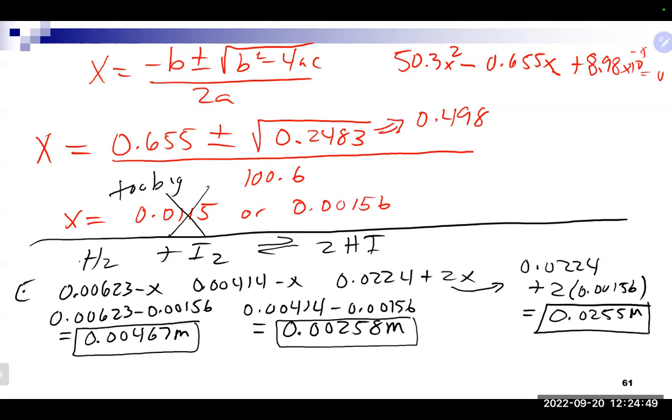And we can see, if we did not too badly here, to make sure, we take our 0.0255 and square it, and then divide it by 0.00467 and divide it by 0.00258. Gets us about 54, which is pretty good as to where we started. Any questions along the way?